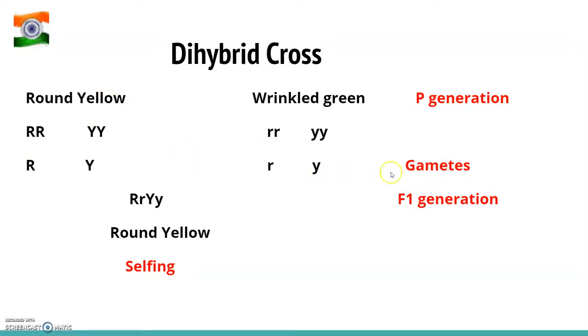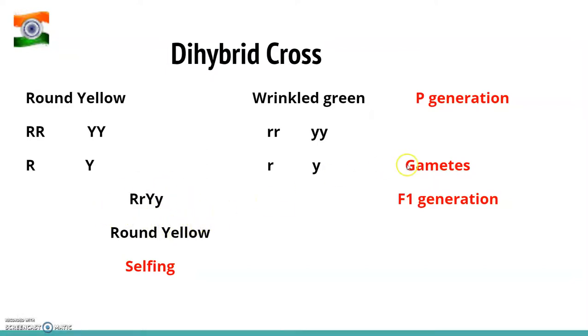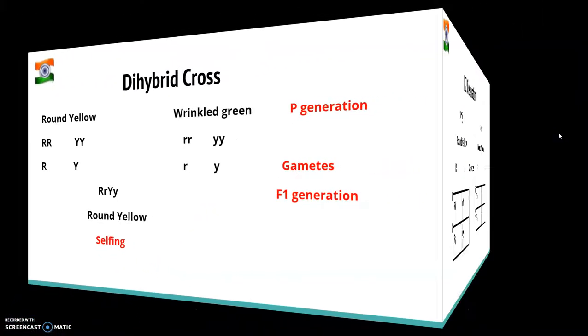The gametes, when they are produced and then crossed, in the F1 generation only round yellow was produced because they were dominant, just like the monohybrid cross, where only tall was produced in the first generation. Then selfing of these plants was done, round yellow crossed with round yellow. Then he tried to find out what the possible combinations are in the F2 generation.